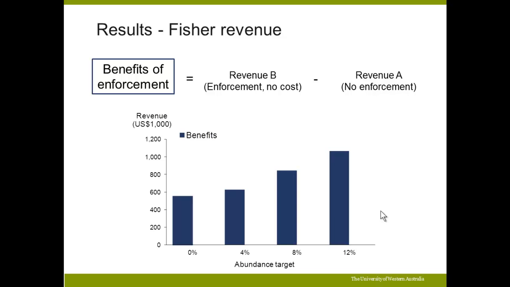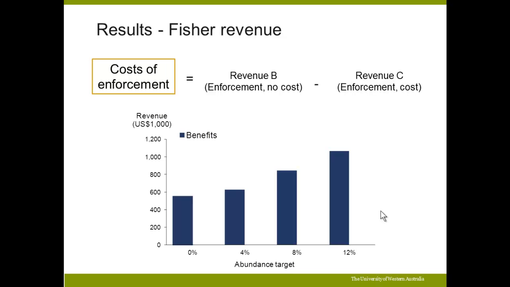So we looked at a range of abundance targets: 0, 4, 8, and 12%. This specifies what abundance for our species we want present in the study area. And then you can see on our vertical axis we have US thousands of dollars. So our revenue purely attributed to enforcement is quite high, under 500,000 with no abundance target. And the benefits attributed to enforcement are just under 1.2 million at this higher abundance target.